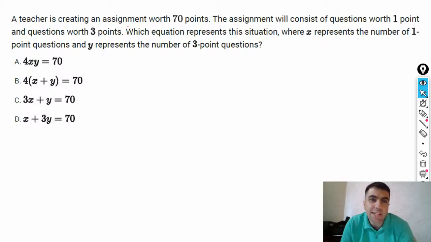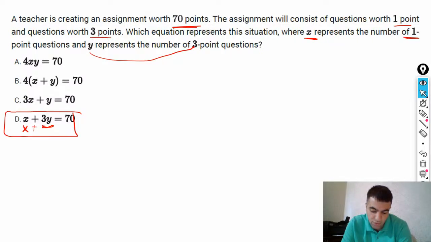A teacher is creating an assignment worth 70 points. The assignment will consist of questions worth 1 point and questions worth 3 points. Which equation represents this, where x represents the number of 1 point questions and y represents the number of 3 point questions? So we should multiply 3y. 3y plus 1x should be 70. This is D. Yes, Eljan, you were right. This is D.